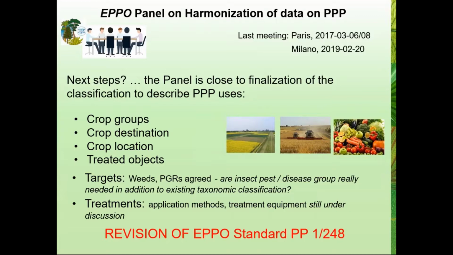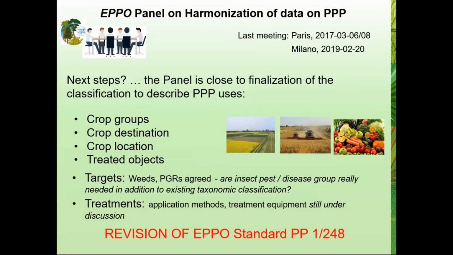And I think today this was confirmed by the panel, that we feel that the classification is rather developed and is quite close to finalization. So we now have crop groups, crop destination, crop location, treated object, as I said. Also for targets, as I said, we have weeds and PGR targets.